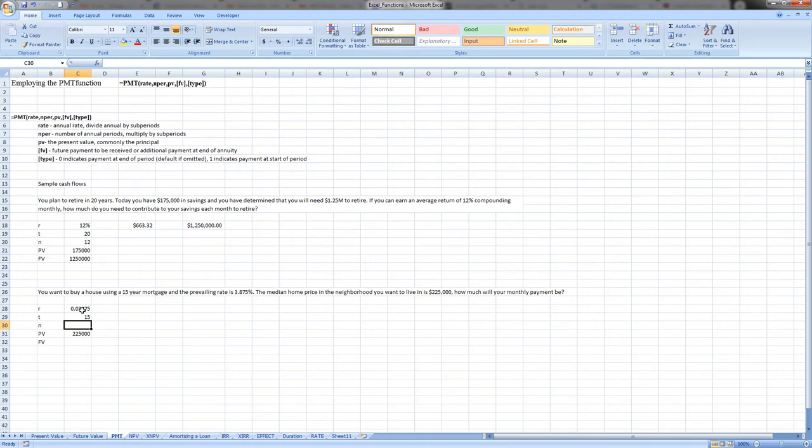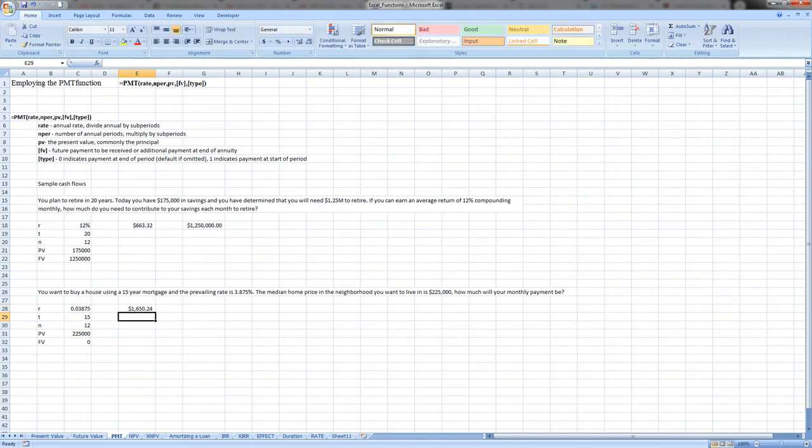So we know we're dealing with months, so we'll use 12 for a mortgage, and we don't need to enter anything for future value. So we'll start off again with the PMT function. We'll reference the rate, and we need to account for the periodic interest. Number of periods is 15 years. We multiply by the number of subperiods. Of course, we're going to make a purchase today, so that's going to be a cash outflow of $225,000. The future value is 0. And payments are made at the end of the month, so 0.